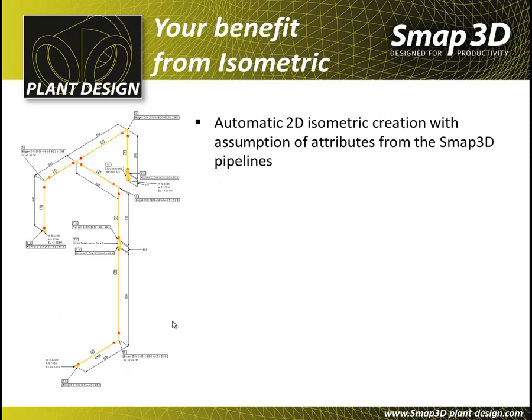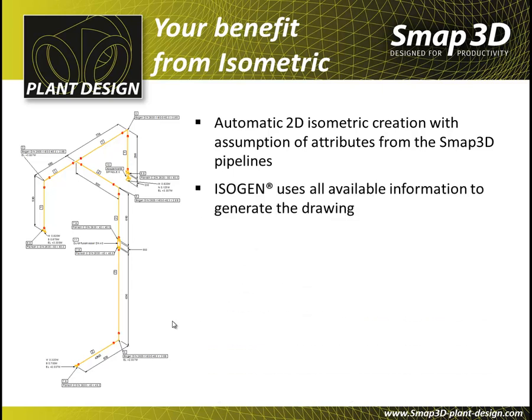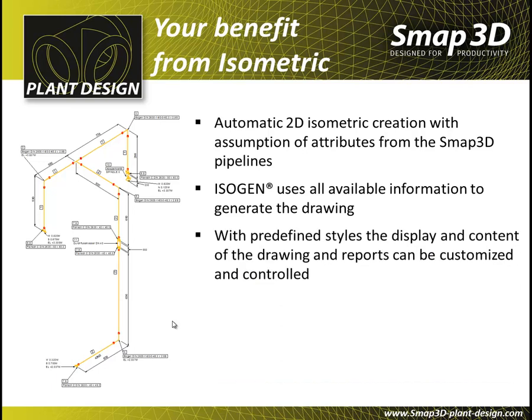The isometric application provides you with the automatic 2D isometric drawing creation with the assumption of all the available attributes from the 3D pipeline. The isogen as a kernel uses all this information to generate these drawings. With predefined styles, you can customize and control the display and the content of the drawings. You can choose the output format as SolidWorks DRW or DXF.